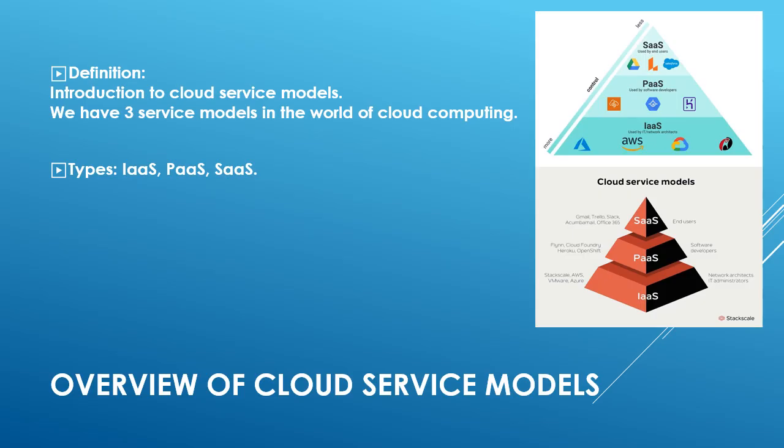So, introduction to cloud service models. We have three service models, and like I said earlier, we are going to talk about IaaS, PaaS, and SaaS. If you see the picture here, IaaS is like the foundation, which contains maybe the virtual machines from Azure, AWS, GCP, Google Cloud, and IBM. So IaaS is more like the infrastructure side of things.